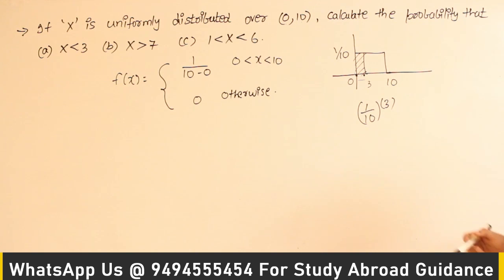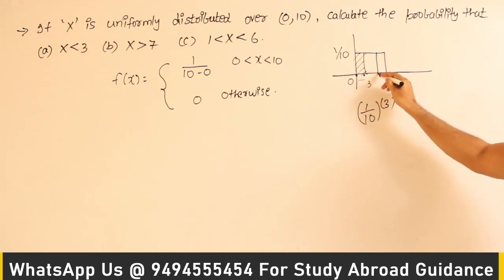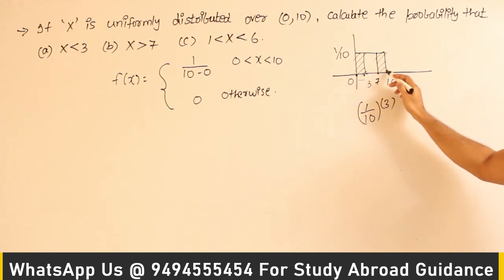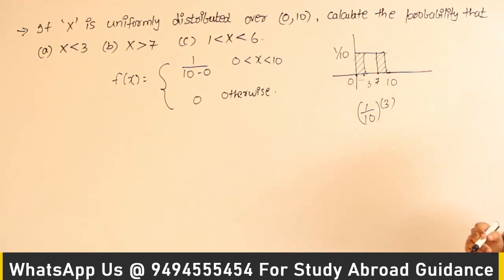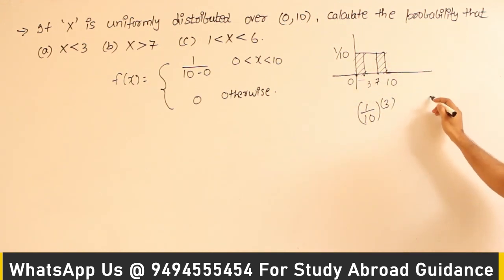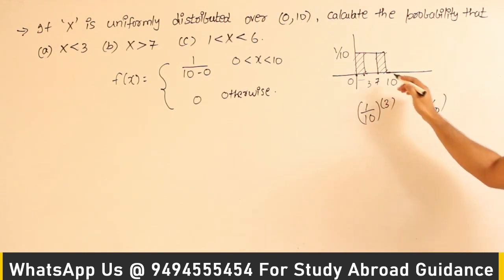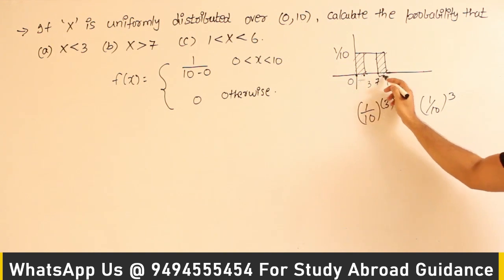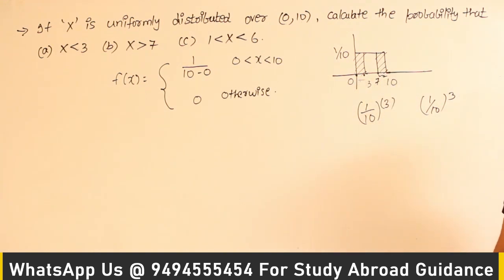What about x greater than 7? Which means they are talking about this from 7 to infinity. Which means you have to talk about 7 to 10 and then 10 to infinity. Now in this case, what is the length? Length is 1 by 10, and what is the breadth? This value is again 3, which means both are the same. This probability and this probability are the same because the areas are the same.